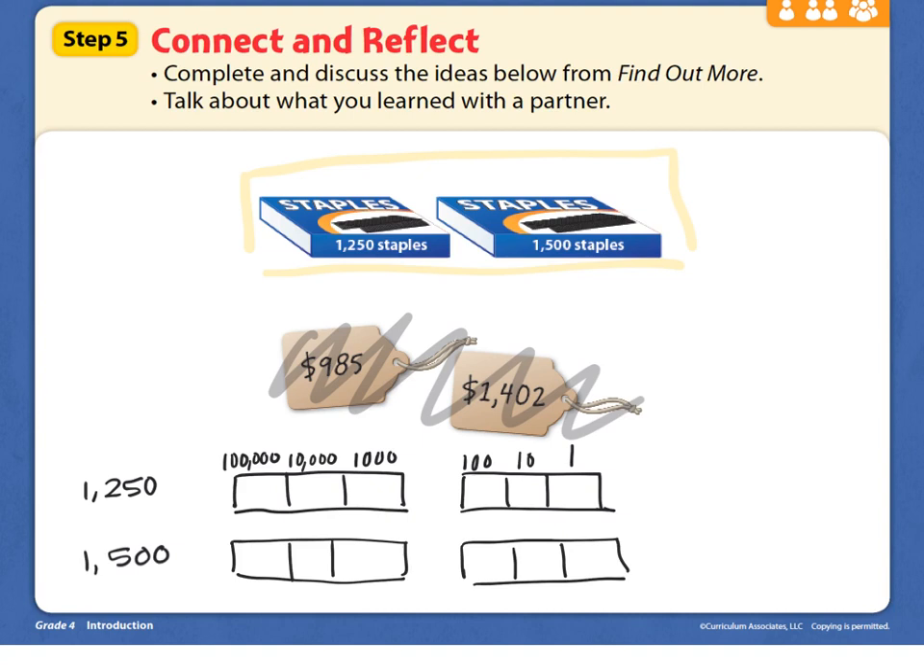So I know that for 1,250, I have 1,000, 200s, 5 tens, and 0 ones. And I can fill in these other spots with zeros. I know that for 1,500, I have 1,000, 500s, 0 tens, and 0 ones.